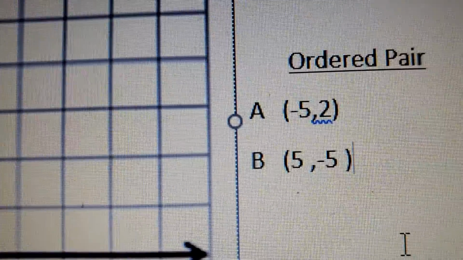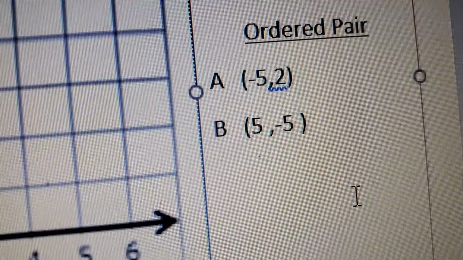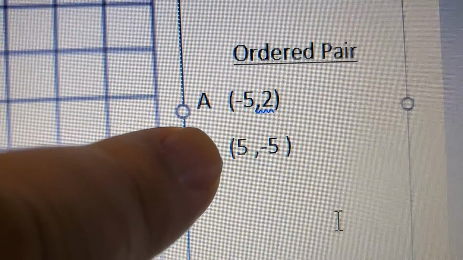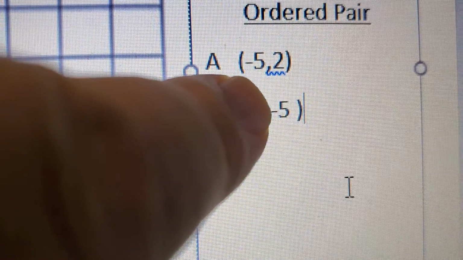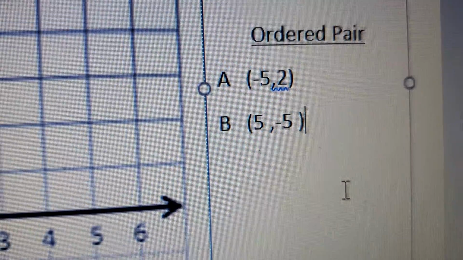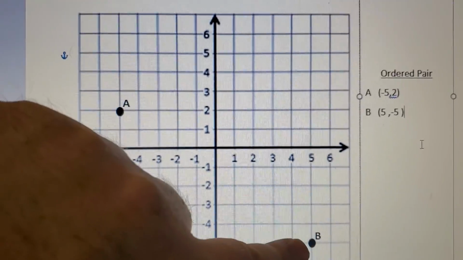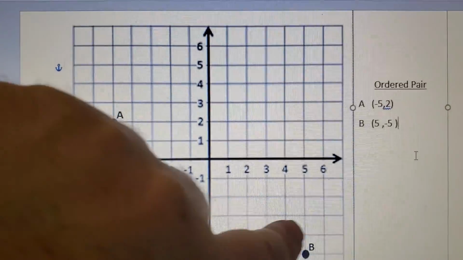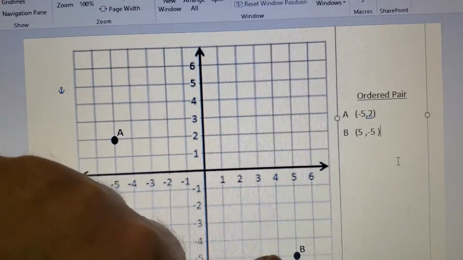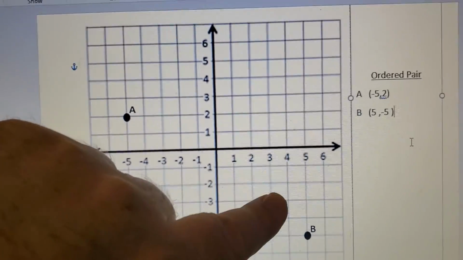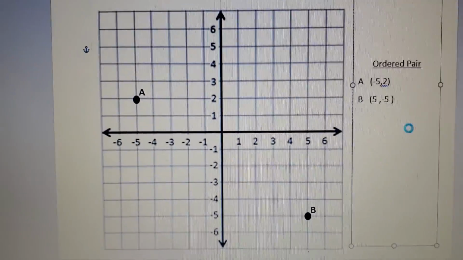And now I have an ordered pair. The x-coordinate, the y-coordinate. 5, -5, 5, -5. This puts me in what quadrant? Name the quadrant. Quadrant 4.